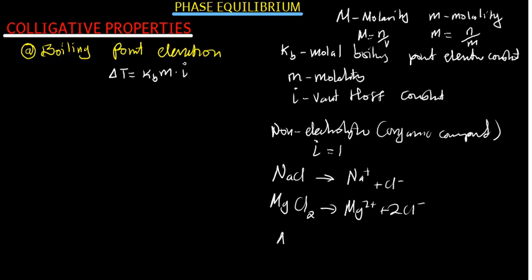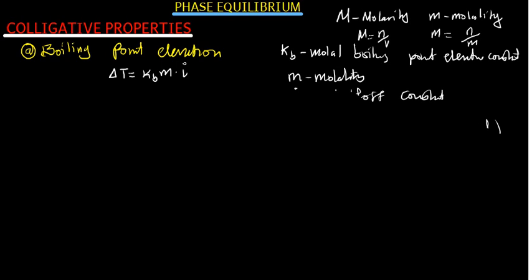If we're talking of, let's say, aluminium sulfate, if this dissociates, it is going to give us 2 aluminium 3 plus, and also 3 sulfate ions. So here the Van 't Hoff constant is going to be 5 because we have got 2 positive ions and then 3 negative ions. So that is the Van 't Hoff constant.